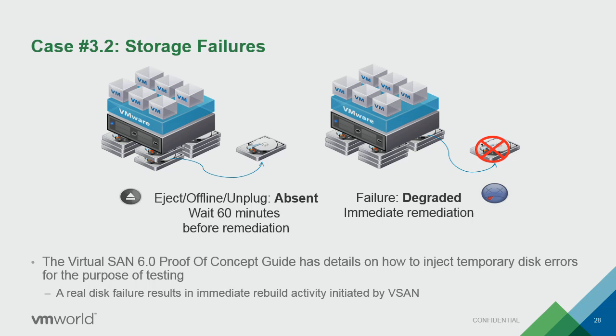But now we do have a proof of concept guide that you're all going to read if you're going to do a proof of concept, right? Good, good. But we have in the proof of concept guide a mechanism that will allow you to inject a real-life failure into a device on the ESXi host, whether it's the spinning disk device or whether it's a flash device, and that will induce rebuild activity immediately. In other words, it's the difference between a component going absent and a component being marked as degraded. By injecting that error onto the disk device or onto the flash device, we'll immediately degrade that device.